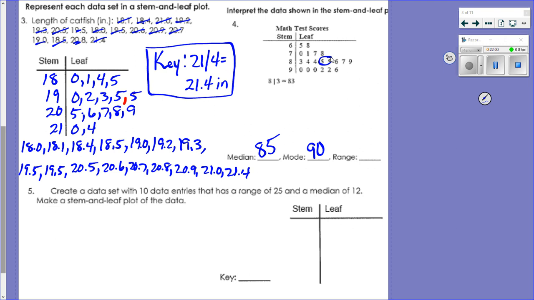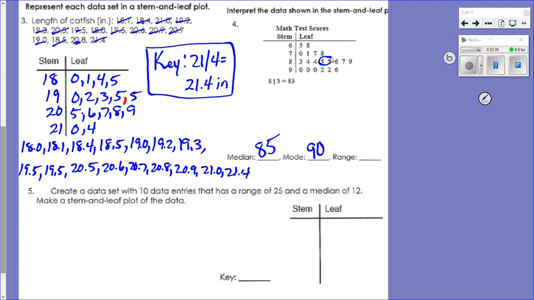Okay, hands down. For those of you that didn't raise your hand, what other modes did you see? 84, 85, yeah. Right? Because there's 2 of each of those. Why is it only 90? Because 90 has the most. Remember, mode is the most, guys. So mode, the only one that had 3 is 90. So while 84 and 85 are repeated, they're only repeated twice. That doesn't make them the mode. The mode is only the number that shows the most.